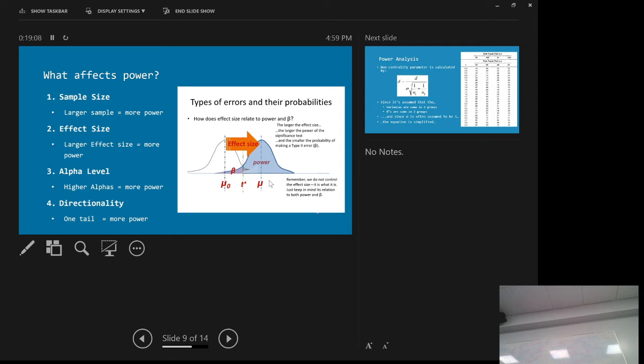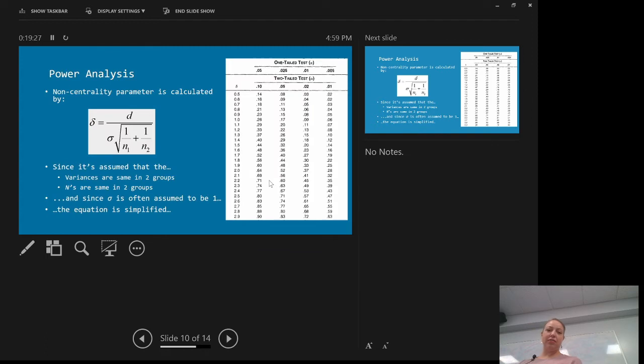These last two are pretty easy. Alpha, what are we always going to set our alpha at? 0.05, unless we have more reason. We almost never have. And directionality, how many tails? We're usually going to go with two. One is more powerful, but people think that you're poking around if you only do one, unless you're doing a replication study, which we did on the cortex one.